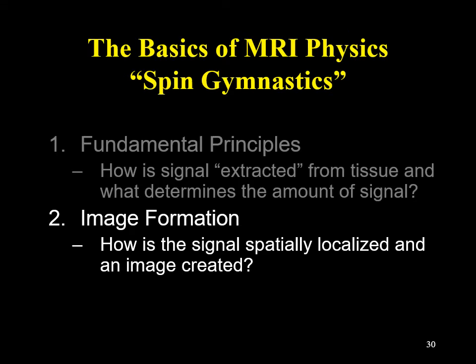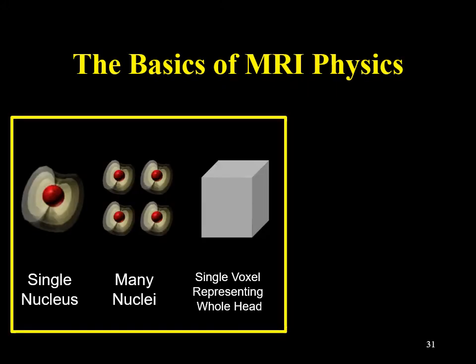This brings us to part two of the talk, the part on image formation. How is the signal spatially localized and an image created? Up to this point, we have described how we get signal in our detector, various factors that influence the amount of signal we get in our detector, but we have not discussed in any way how we determine where the signal is coming from. We only know that the signal is coming from somewhere in the head. So the signal we're getting is a signal from the whole head.